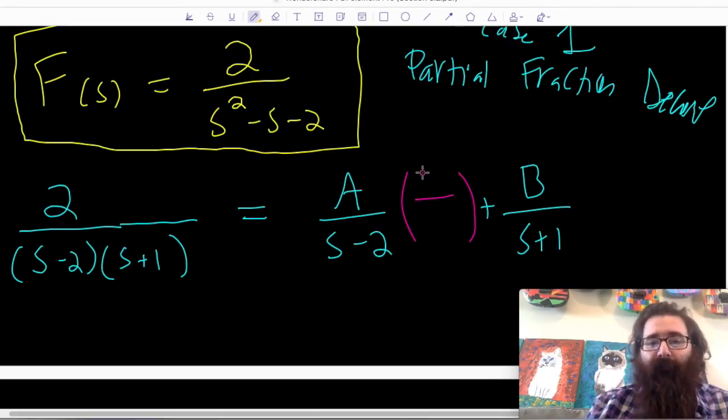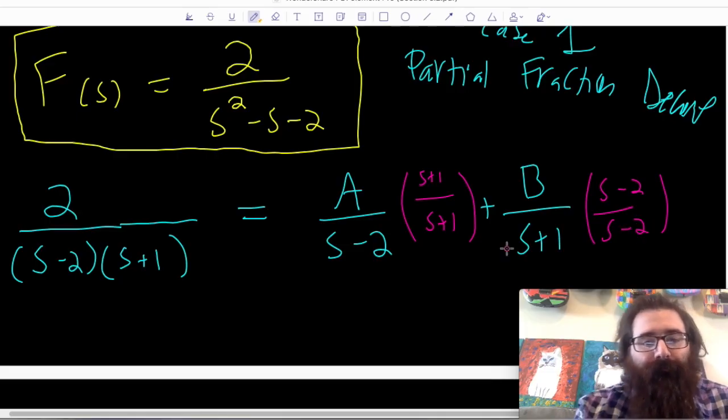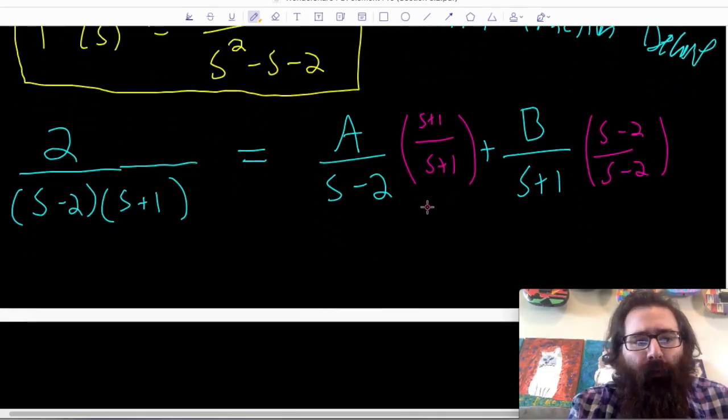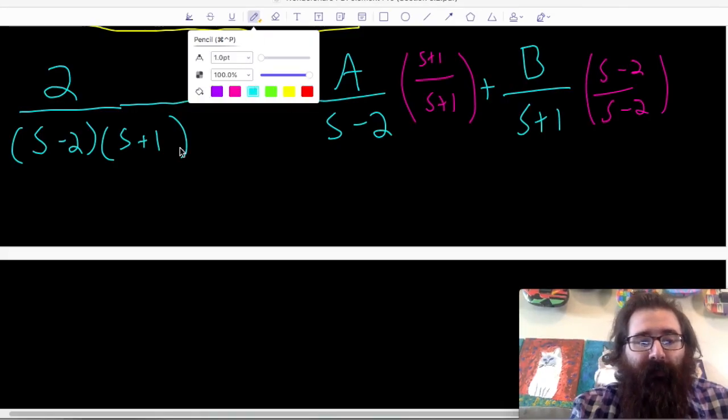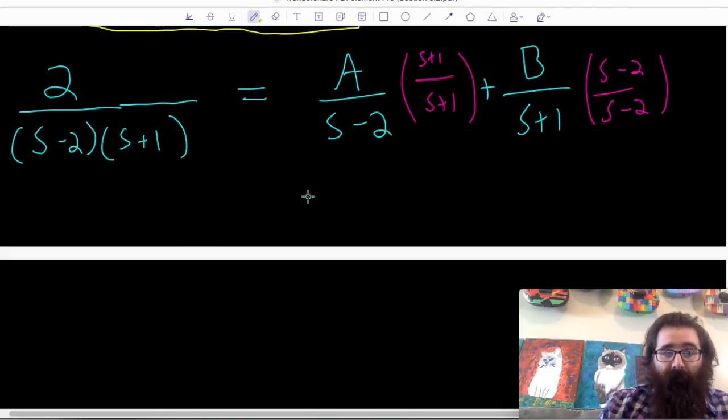So multiply the first fraction by s plus 1 over s plus 1. Multiply the second fraction by s minus 2 over s minus 2. Now from here, we're going to notice that we get 2 fractions equal with the same denominator. So let me just write that down in the small bit of space I have here. That's 2 over s minus 2 times s plus 1.